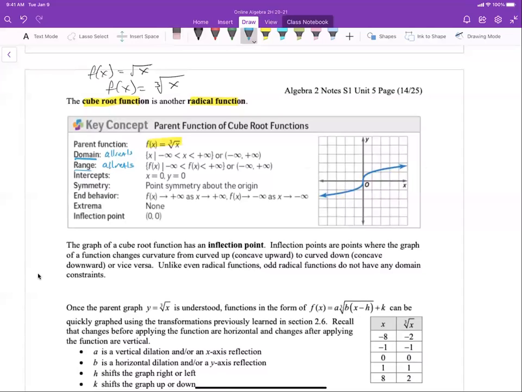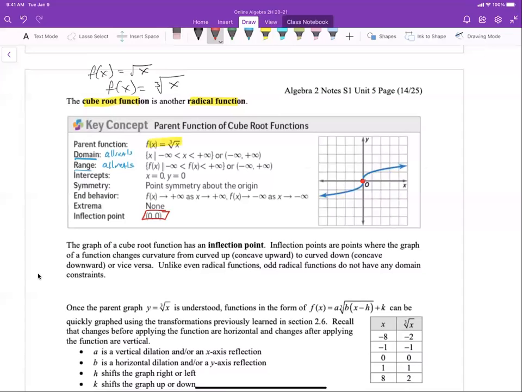The normal parent function does go through the origin. So the intercepts: y-intercept is 0, x-intercept is 0. It has a symmetry about its origin. It's a point symmetry. And in end behavior, as x goes to positive infinity, y goes to positive infinity, and as x goes to negative infinity, y goes to negative infinity. It has this inflection point.